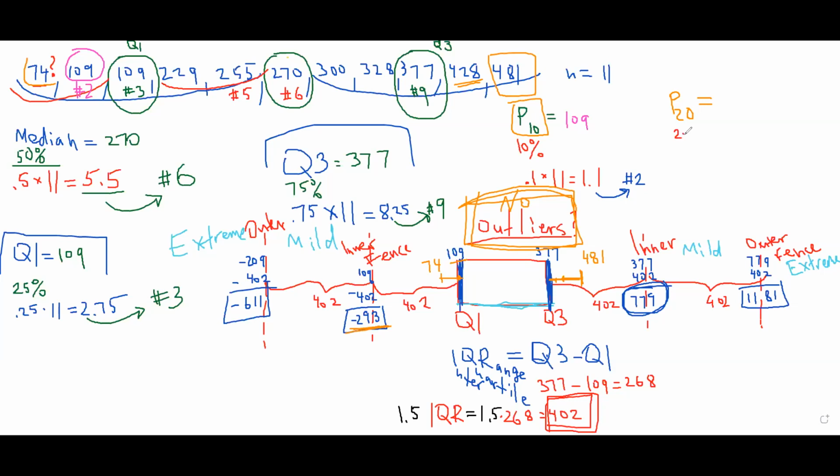multiplying by 0.2, right? To get 20%, I have to multiply 0.2 by my sample size, which is 11. So I got 2.2 here. And again, once we have the decimal, we'll always move to the next position. So it's going to be the third place, right? That's the position that I have to select for my P20, and the entry is 109.